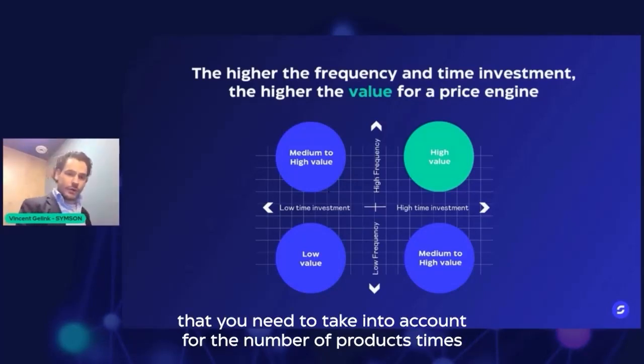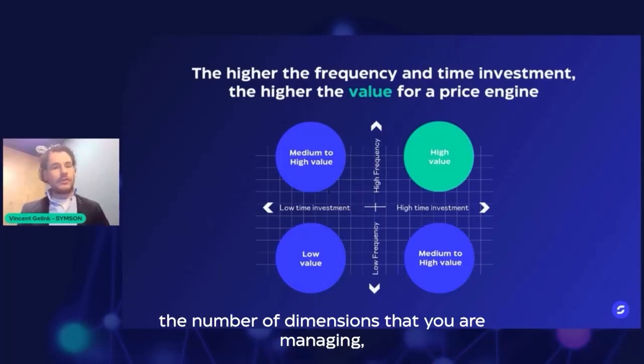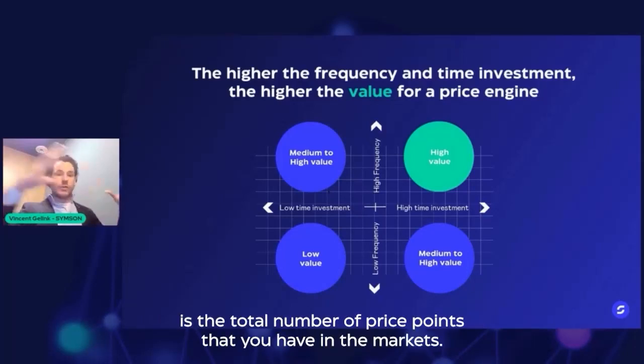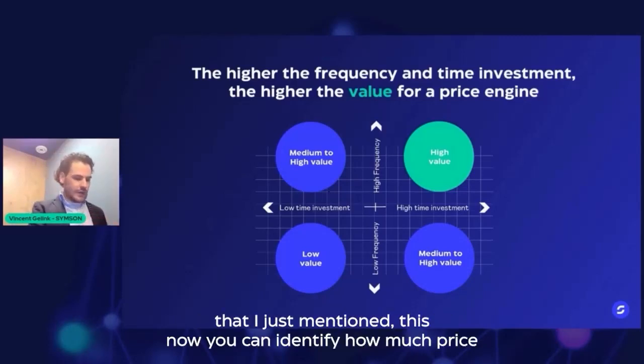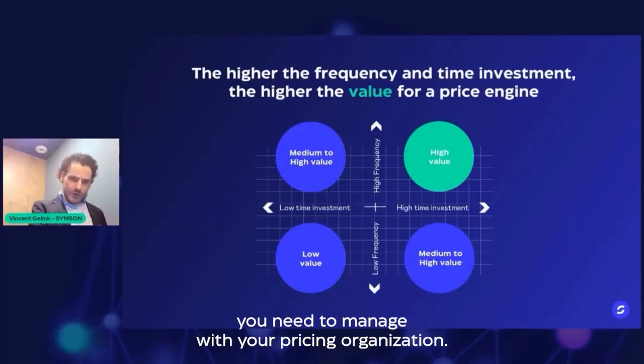So the number of products times the number of dimensions that you are managing is the total number of price points that you have in the markets. And by making that sum, that calculation that I just mentioned, you can identify how many prices you need to manage with your pricing organization.